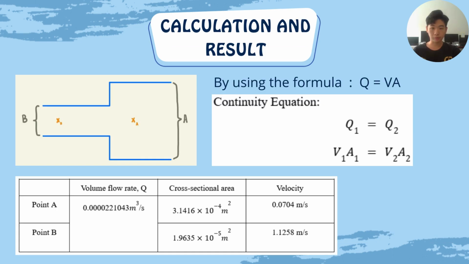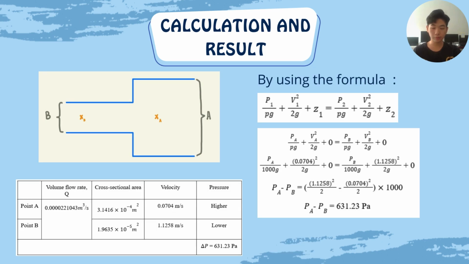Now I will present the calculation and the result part. As we can note, the continuity equation states that the input volume flow rate is equal to the output volume flow rate, and the volume flow rate Q is equal to v times A, which is the velocity times the cross-section area. Therefore, we can calculate the velocity of the fluid at point A is 0.0704 meter per second, and the velocity of the water at point B is 1.1258 meter per second.